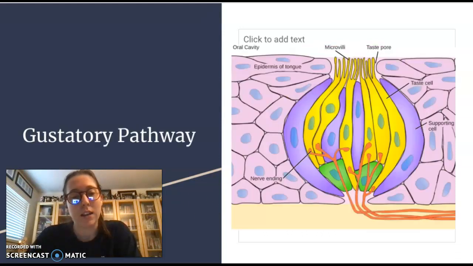So let's go ahead and take a closer look. This here is a really zoomed in picture of the tongue. And this onion-shaped structure is a taste bud filled with a bunch of different taste cells, which are the yellow cells here. And the taste pore is the opening at the top that would allow for a ligand to bind to a taste cell. There are 4 types of taste receptor cells.